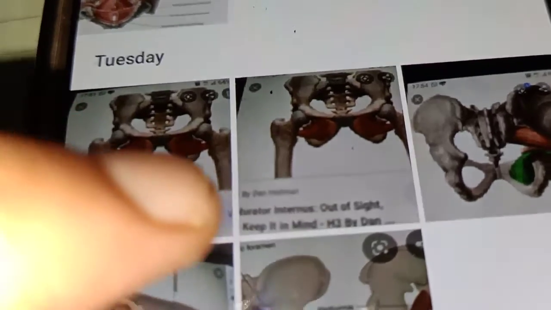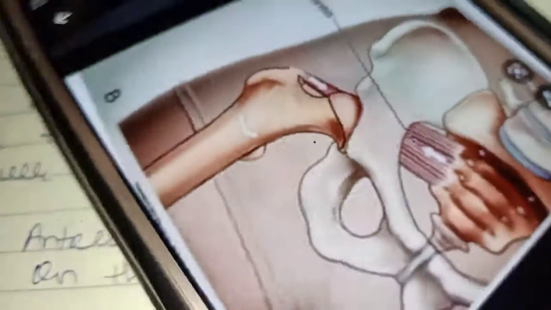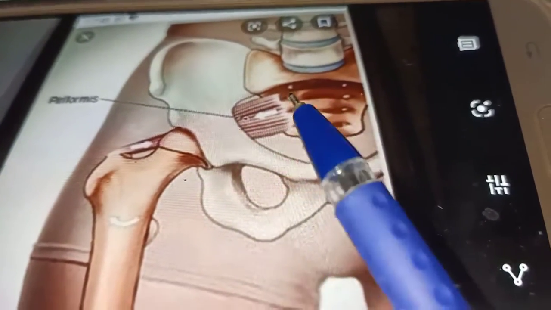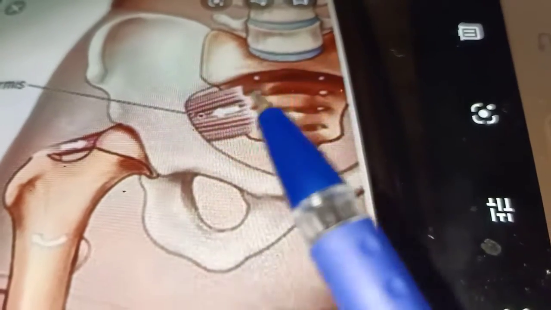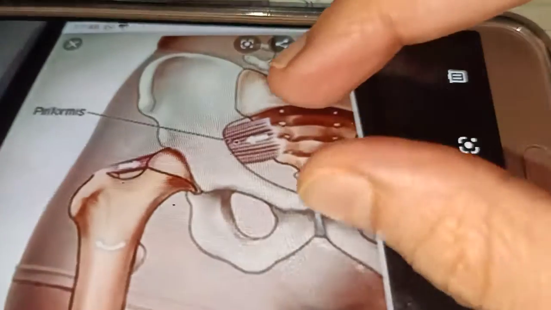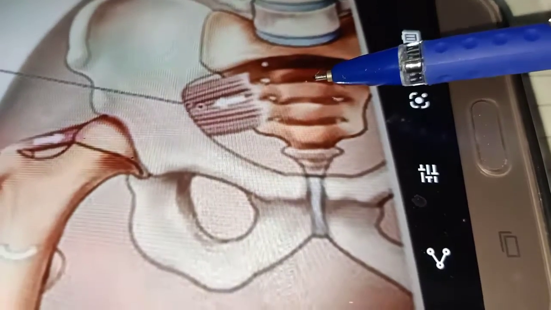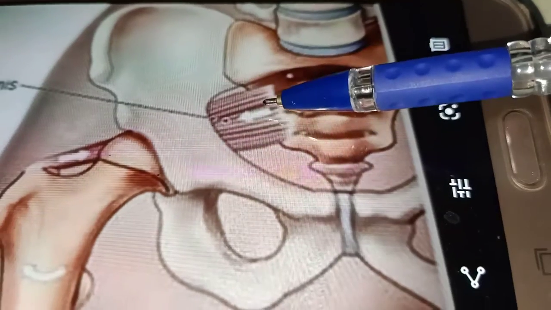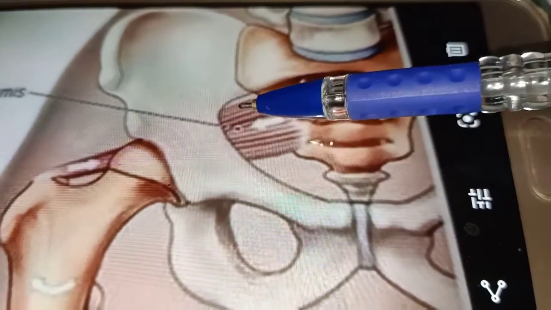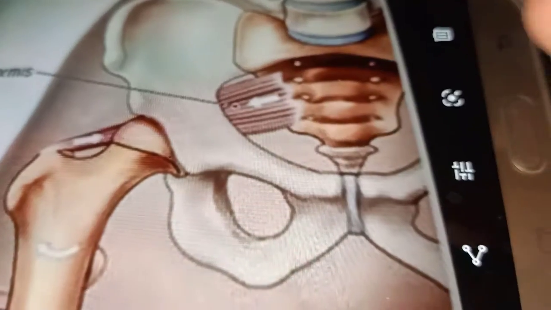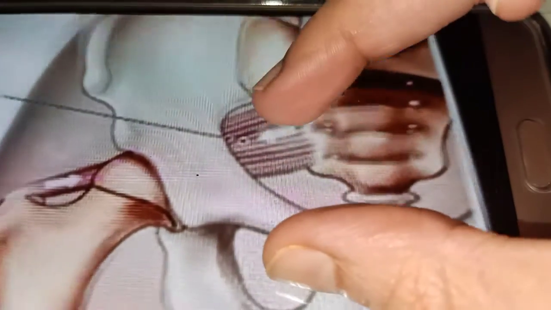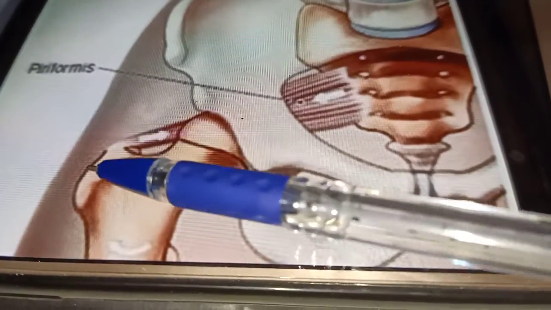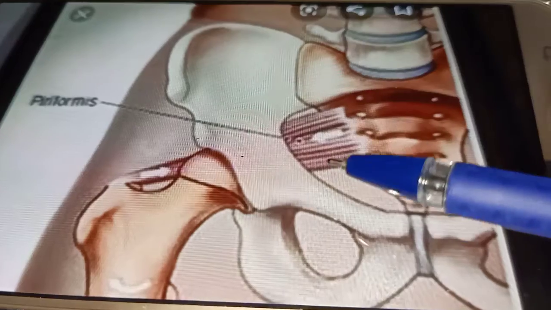Now piriformis, this is the anterior view. I have already taught this in detail when I took the muscles. This is piriformis. If you see, from the three digitations of S2, S3 and S4, the fibers are going back to the posterior inferior iliac spine, and get inserted into the greater trochanter. This was piriformis.